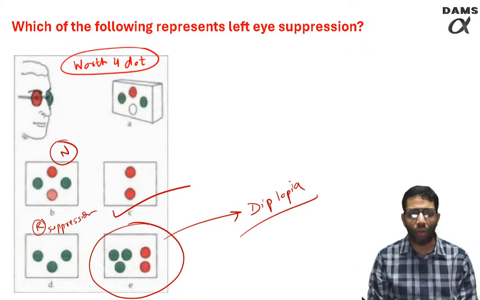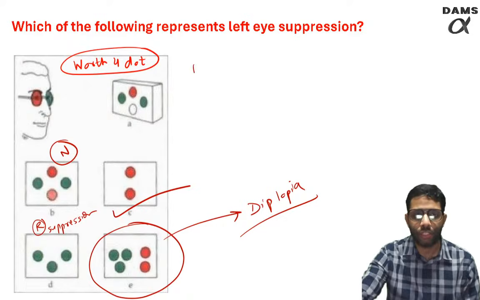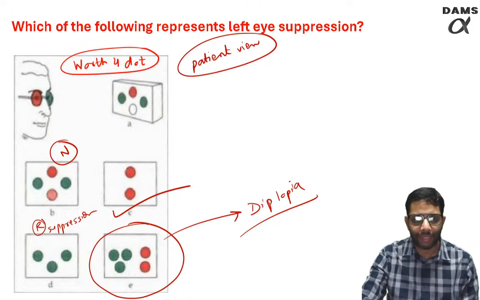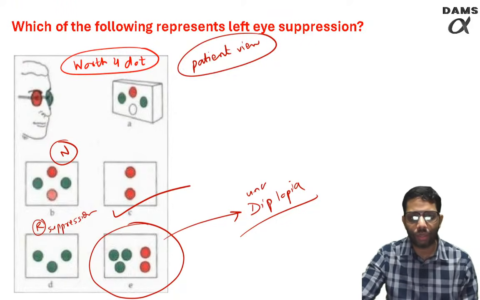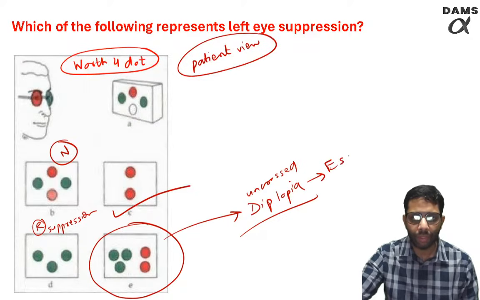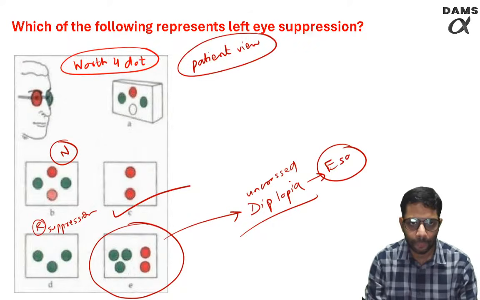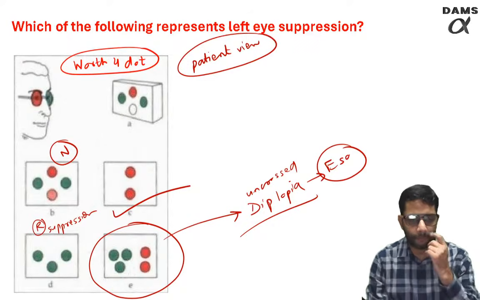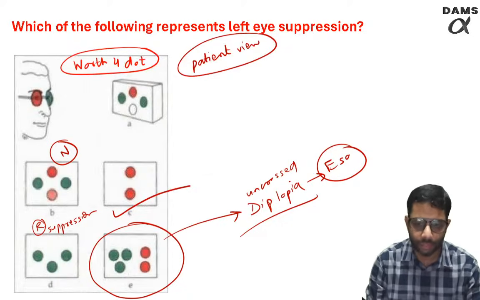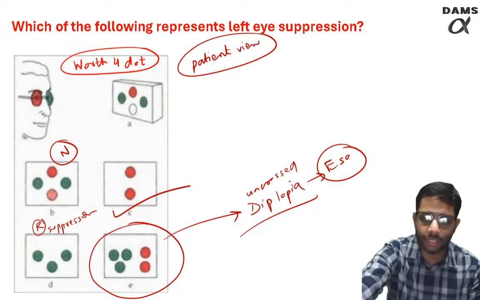So always, Worth 4-dot test, Maddox rod and visual field are represented as the patient's view. So if you are the patient wearing red-green goggles and saying red is on the right side, green is on the left side, this is uncrossed diplopia. Very good. And uncrossed is seen in eso squints. Very good answer. So it is a subjective test, because the patient tells whether he is able to see or not.